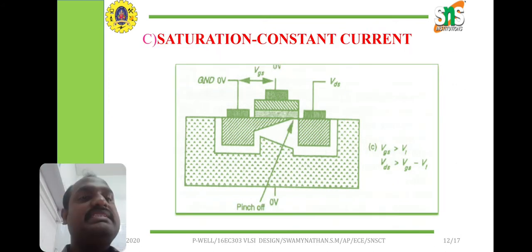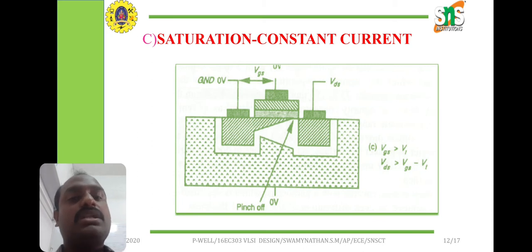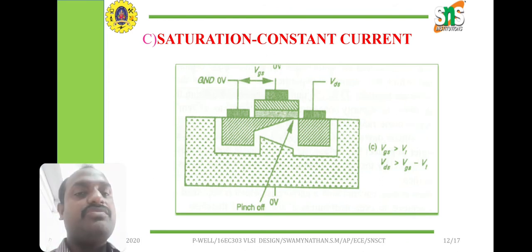Next we go for saturation, that is the constant current source. Constant current source means the voltage is increased across VGS minus VT. So VDS greater than VGS minus VT. So the drain is pinched off. Drain pinched off means across the particular condition the drain goes unconditionally. So the current will be constant.